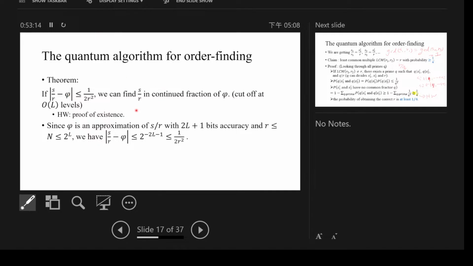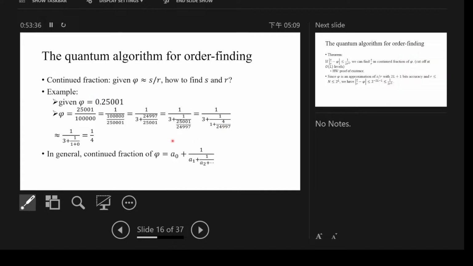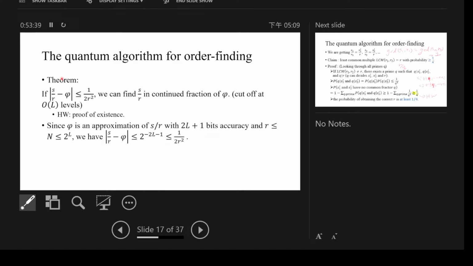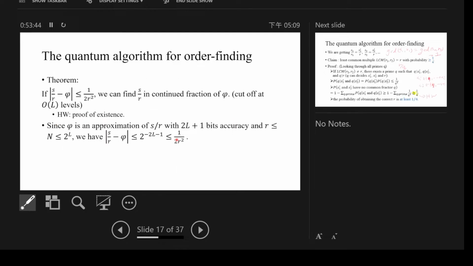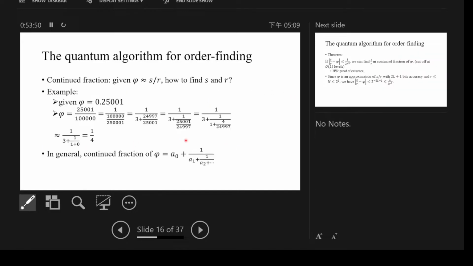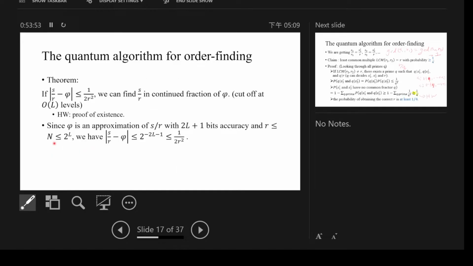And yes, we can find the S over R in the continued fraction of phi by cutting off at the order L levels. Basically you want to cut off at around this area, 1 over R squared, so probably 2L or 3L. This is a different cutoff condition. The theorem says that instead of looking at the difference, we just cut off at how many levels we run.